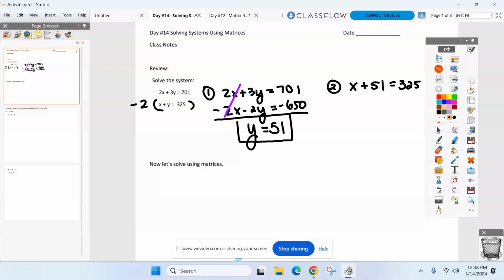Plug it into either equation and solve for x. That took me like 10 seconds. Little help there, 274. Thank you. All right, good times. Good times. All right. No, Grant, sorry.